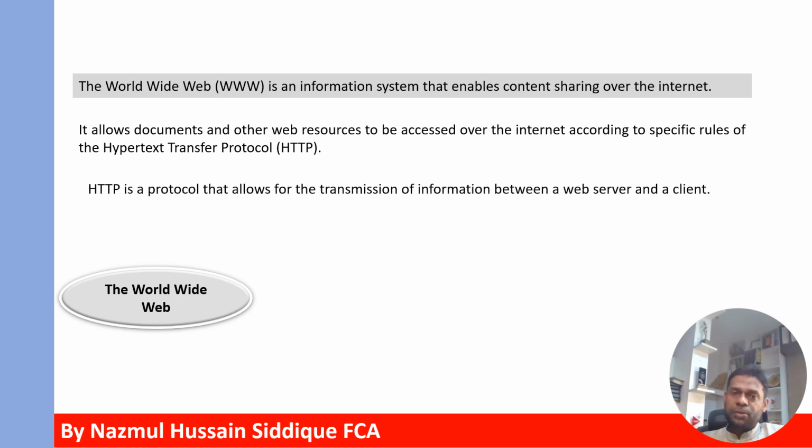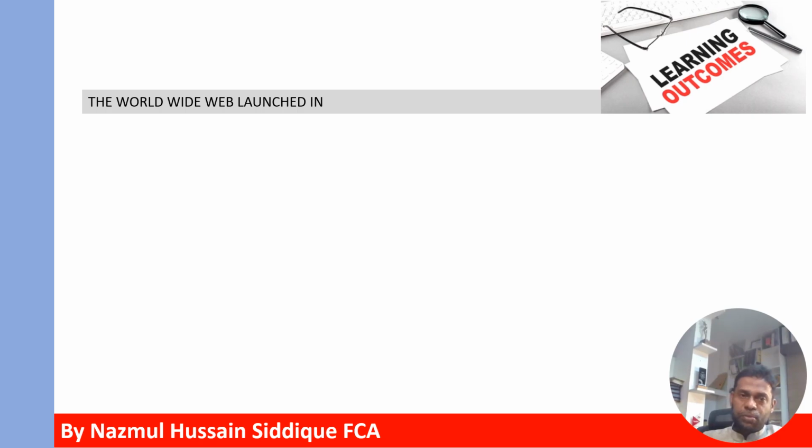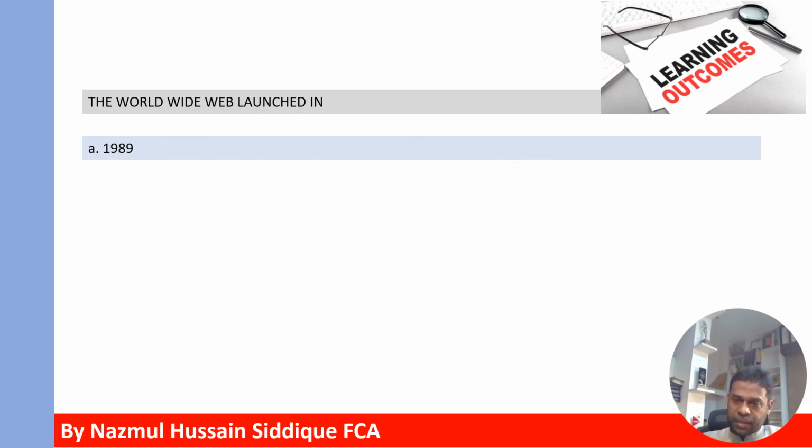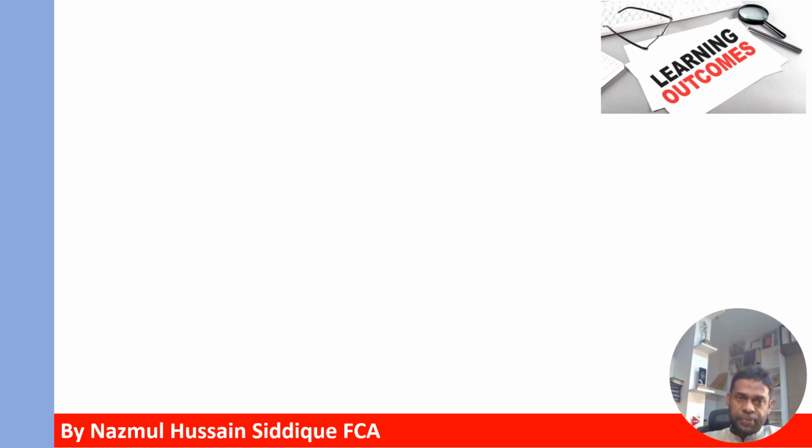HTTP is a protocol that allows for the transmission of information between a web server and a client. Now we will do an MCQ test. The World Wide Web launched in 1989 or 1985. Which one is correct answer? 1989. The World Wide Web launched in 1989.